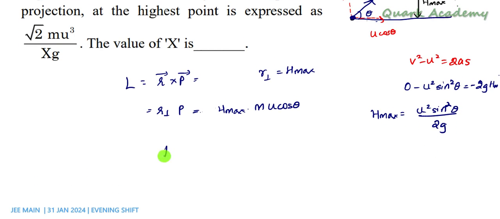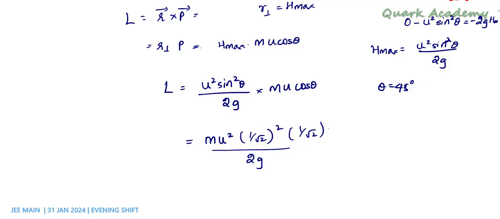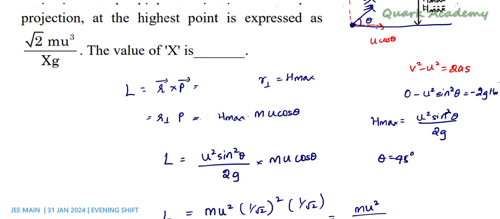So we can substitute everything to find the angular momentum: h max, that is u squared sine squared theta divided by 2g, into m u cos theta. And we know theta is 45 degrees, which is given in the question. So cos 45 and sine 45 are equal to 1 by root 2. So I can write this as u squared times (1 by root 2) squared, whole divided by 2g. So what do we get? m u cubed divided by 4 root 2 g. This is the angular momentum in the question.